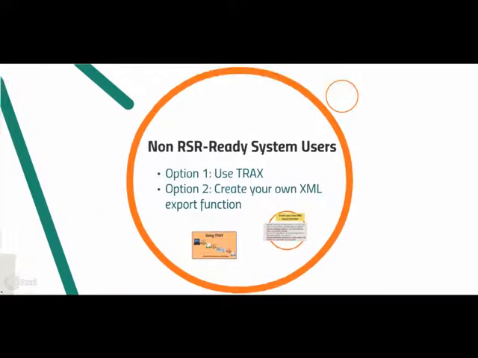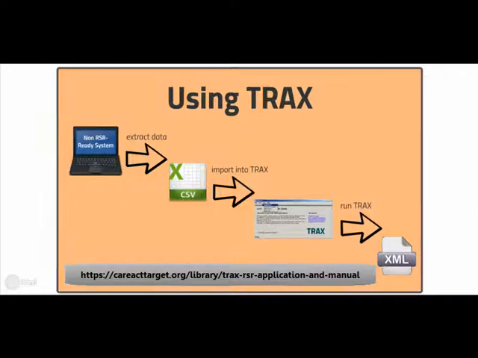If you capture the RSR client-level data elements in a non-RSR-ready system, you have 2 options. One is to use TRACS, which replaces TREX and RxRex, to create your client-level data file. TRACS is an easy-to-install, self-updating application. You import your client-level data in a specific format into TRACS. TRACS then converts that data into the compliant XML file.